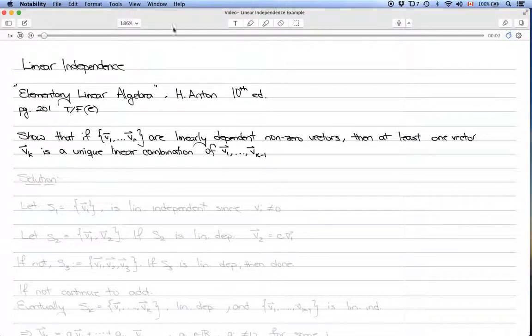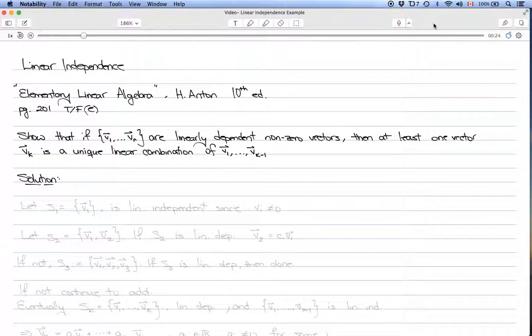Here we want to show that if we have a set of n linearly dependent non-zero vectors, then we can find at least one vector that can be written as a unique linear combination of the vectors before it. We'll do this by constructing a set such that this situation holds. So let's look at the solution.